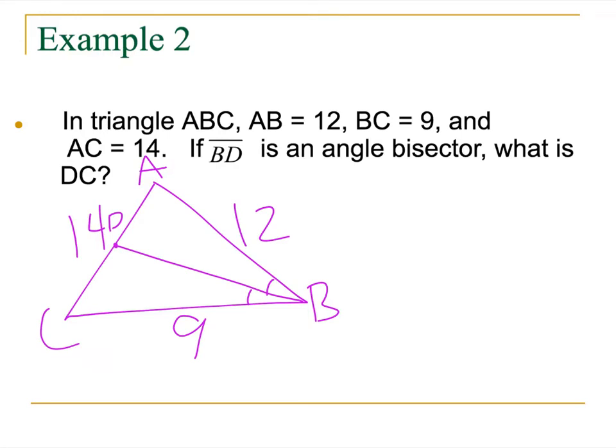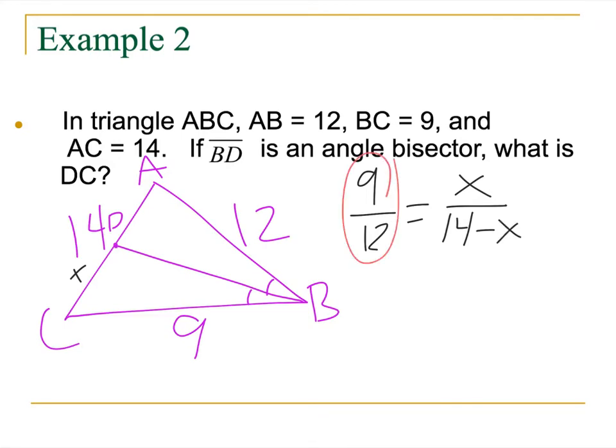Well, if I want DC, why don't I just call that segment X. DC is going to be X. I could use my angle bisector theorem to set up a proportion. I could do 9 over 12 is equal to X over, well, what's DA? It's not 14, it's 14 minus X. Ooh, got to get creative. I'm going to simplify this down to 3/4. A little bit easier to work with now.